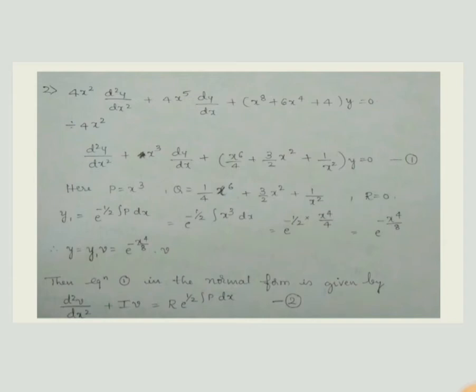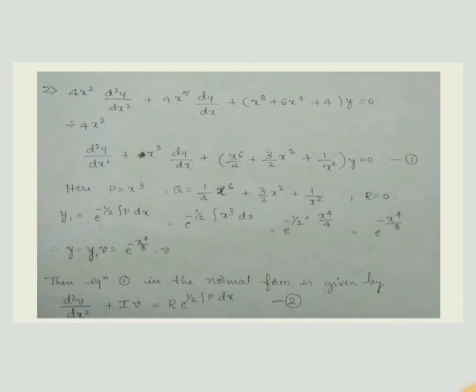That's why I have to divide each term by 4x square. Because the first term d square y by dx square has coefficient 4x square here. So I have to divide throughout by 4x square. So what will we obtain after dividing? d square y by dx square plus x cube dy by dx plus x power 6 by 4 plus 3 by 2 x square plus 1 by x square into y is equal to 0. Now I will call this equation number 1. Now compare again this equation 1 with the general second order differential equation.